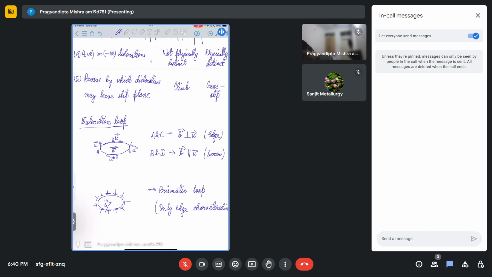So essentially you can have only edge or you can have a mixture of edge and screw. You cannot have only screw. If you think about it, in screw dislocation, the Burgers vector is always parallel to the dislocation line. Now when you're forming a loop, how will you form a loop when the Burgers vector is parallel to the dislocation line? You cannot form a loop, right? So you cannot have only screw loops. Therefore, dislocation loops can only exist in one of these two forms.